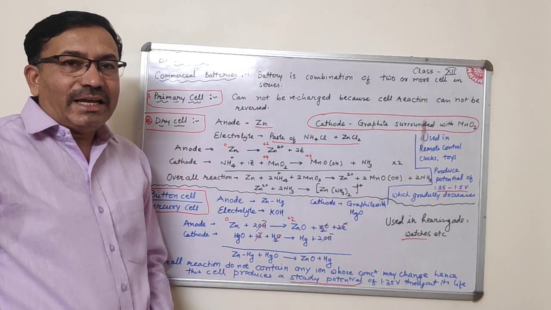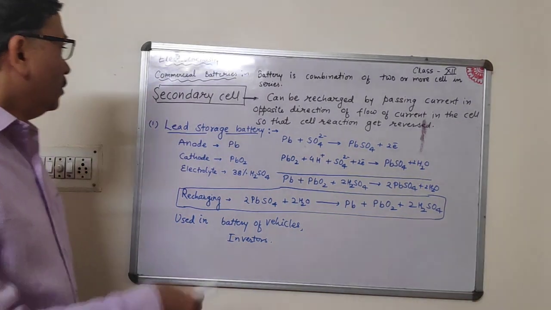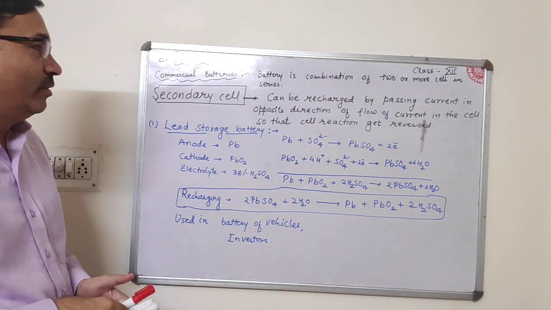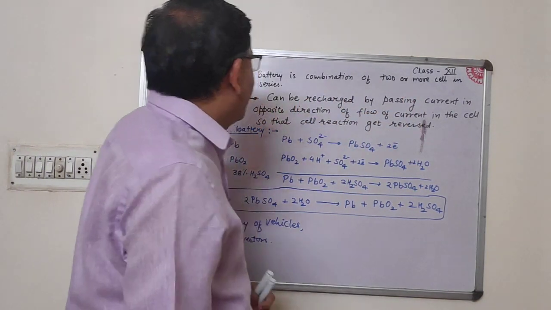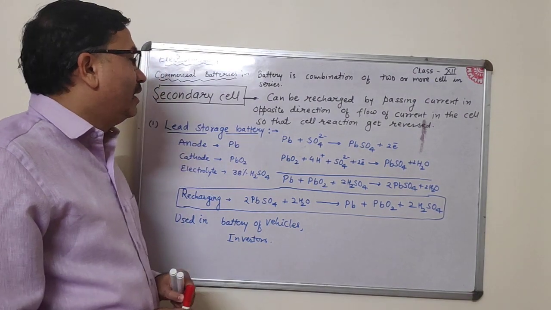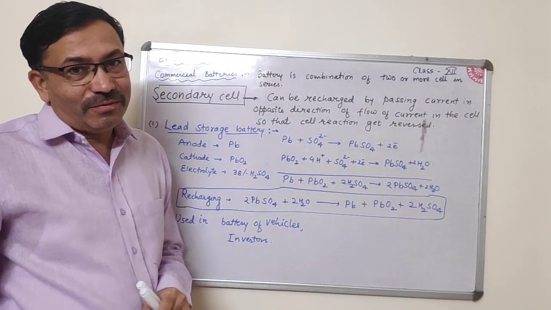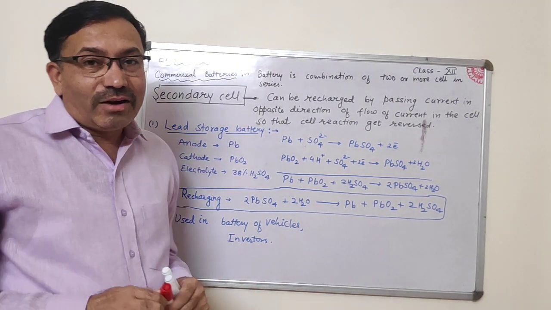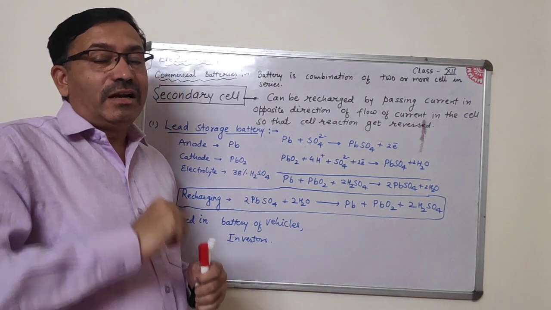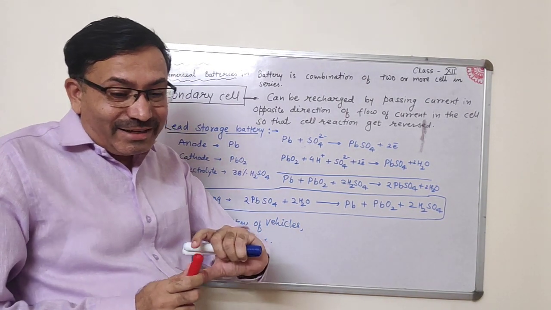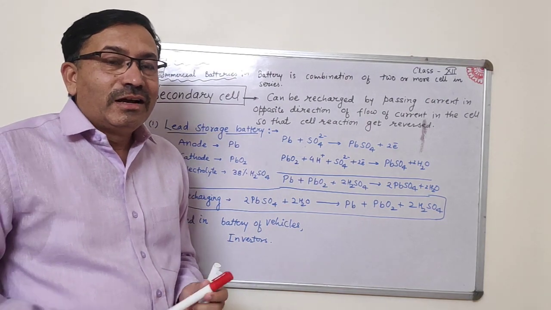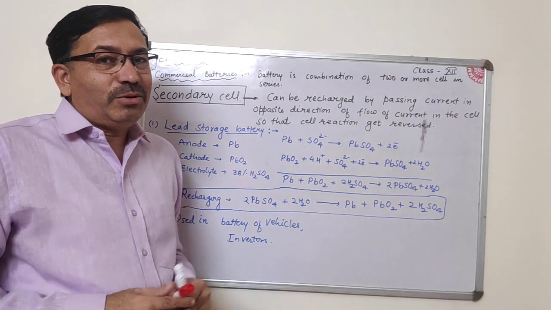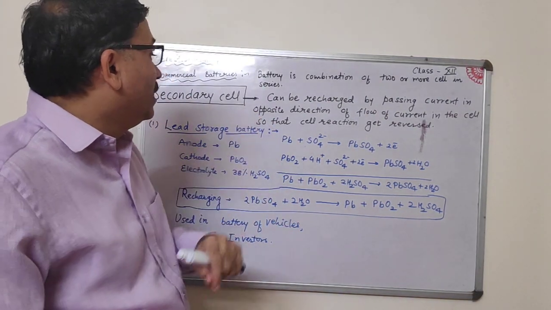Now we will take secondary cells. What is a secondary cell? As I told you, it can be recharged by passing current in the opposite direction of the flow of current in the cell, so that the cell reaction gets reversed. In an electrochemical cell, when we apply an external potential greater than the cell potential, current flows in the opposite direction, meaning the anode becomes the cathode and the cathode becomes the anode. We use this concept in this case.